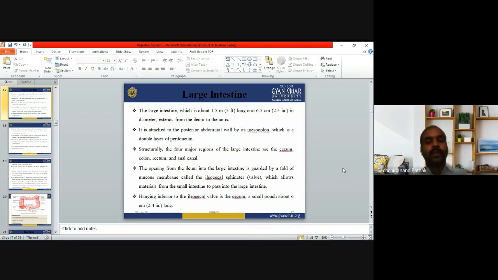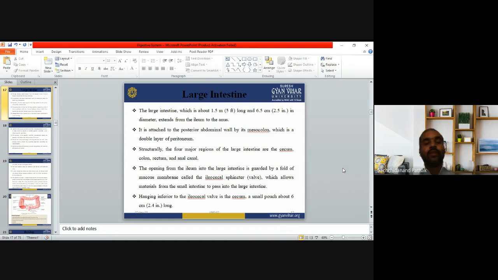The opening from the ileum into the large intestine is guarded by a fold of mucous membrane called the ileocecal sphincter. The ileum part of the small intestine connects with the first part of the large intestine. Because it connects the ileum with the cecum, this sphincter is known as the ileocecal sphincter, which allows material from the small intestine to pass into the large intestine.